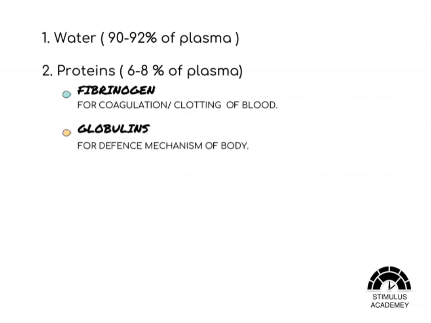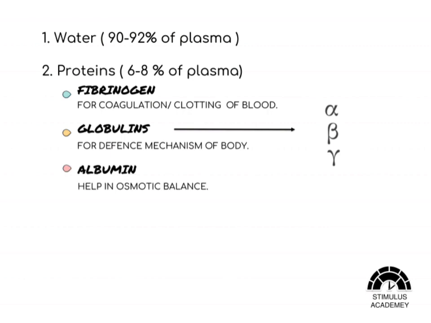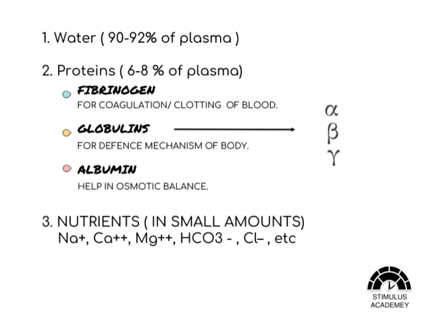The second is globulin. These are used for the defense mechanism of the body. There are three types of globulins generally found in the plasma: alpha, beta and gamma. The third is albumin. It helps in osmotic balance. Nutrients are present in small amounts, for example sodium ion, calcium ion, magnesium ion, bicarbonate ion, chloride ion and more.